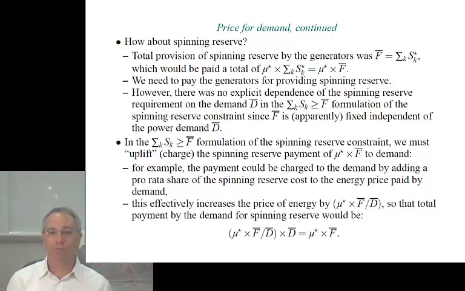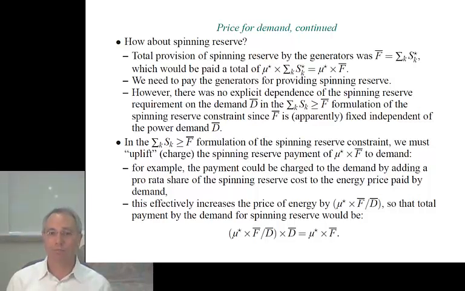Well, the total provision of spinning reserve by the generators was F overline, equal to the sum of the reserves. They would be paid a total of mu star times F overline. Where's that money going to come from? We need to pay them.